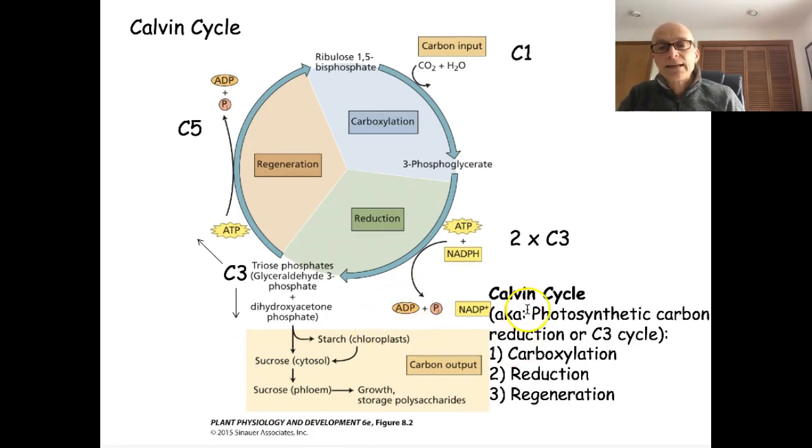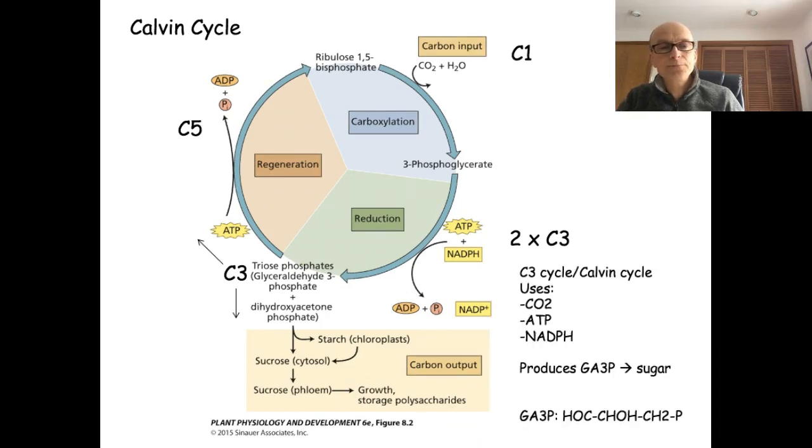So what I just said is that we have 3 important steps in the Calvin cycle: carboxylation, reduction, and regeneration. And I also said earlier that we used the ATP and the NADPH from the light reactions, and then we're using carbon dioxide here from the atmosphere to produce the glyceraldehyde 3-phosphate, which then becomes sugar. Here's the formula for the glyceraldehyde 3-phosphate. But your book and the upcoming figures also show you these chemical formulas.